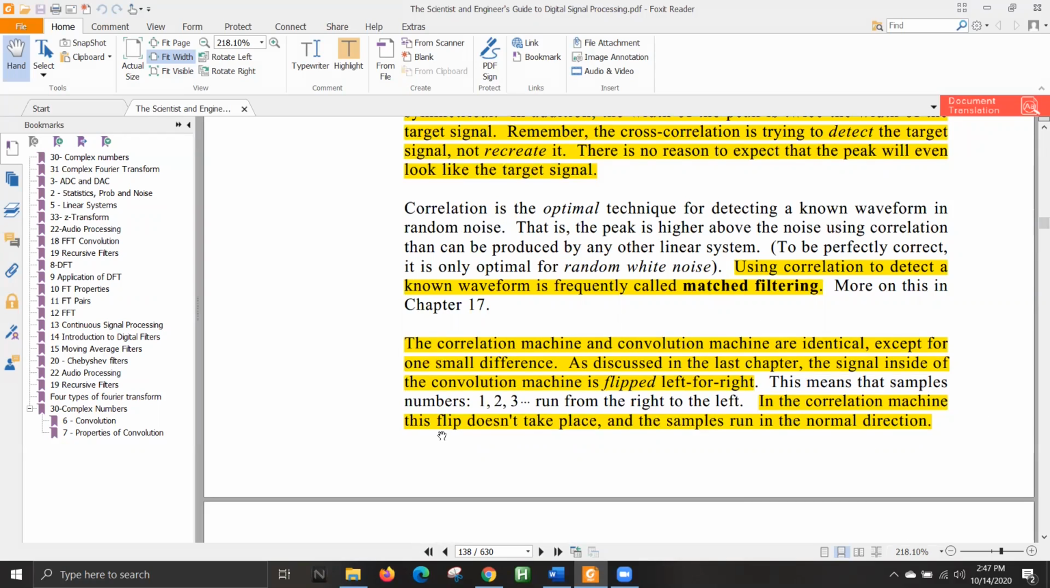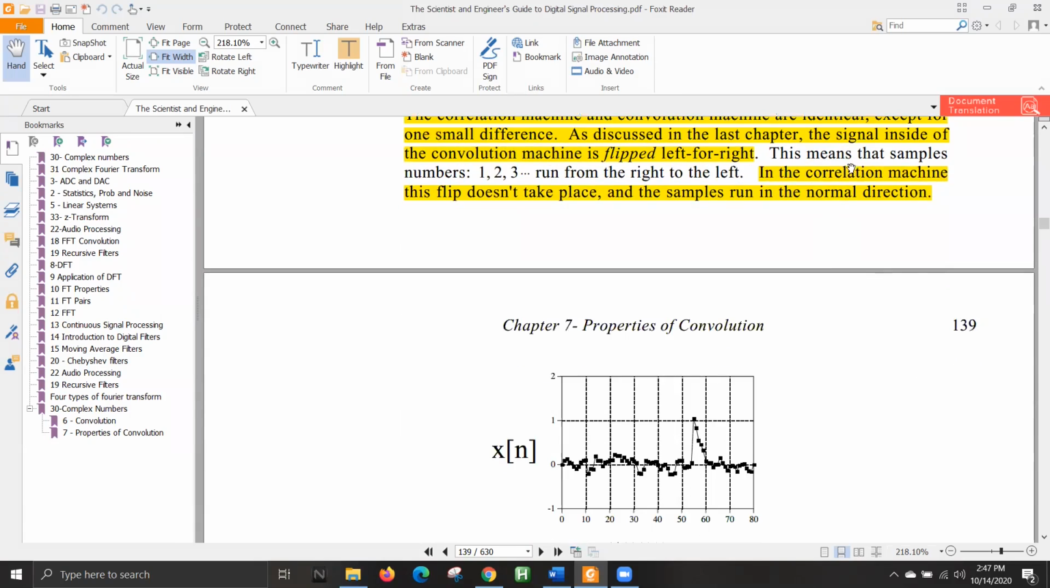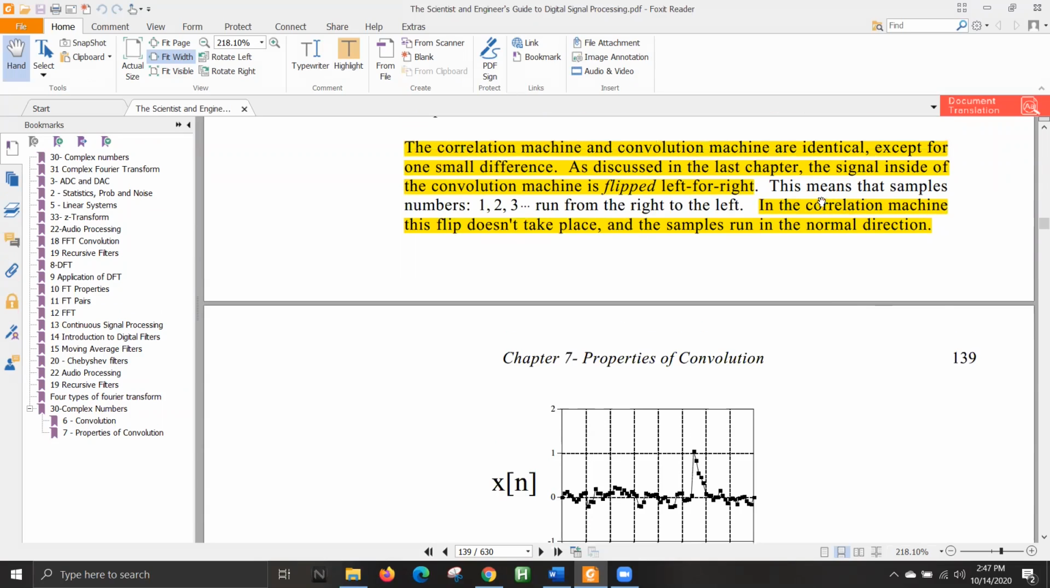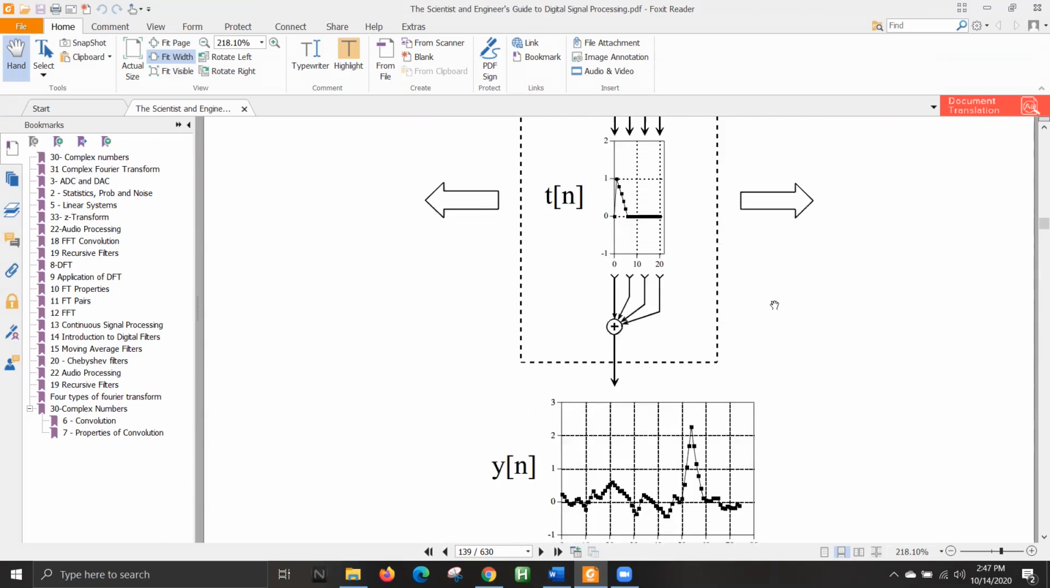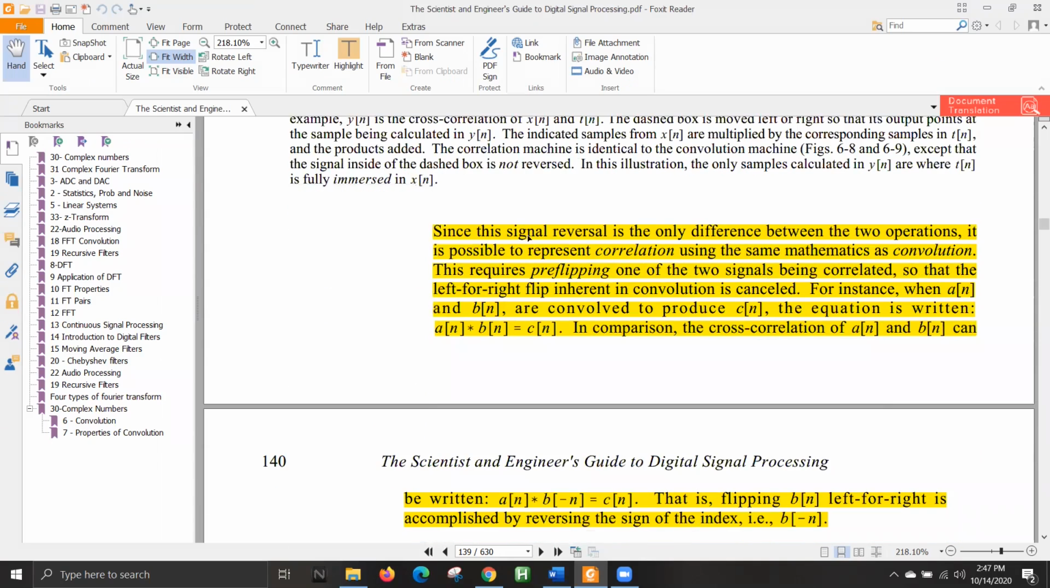In the correlation machine, this flip is not supposed to take place, and the samples run in the normal direction. If you want to use the convolution machine as a correlation machine, you can do that as well; you'll just have to pre-flip it. So signal reversal is the only difference between these two operations.